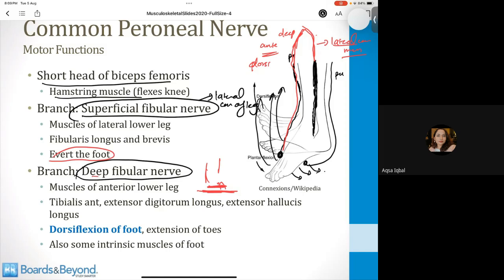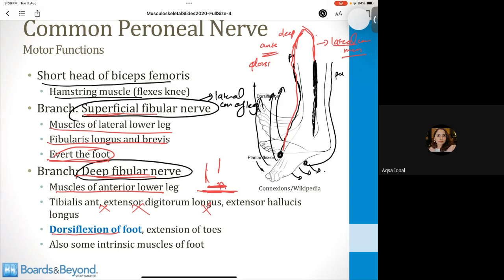So we have the deep fibular branch and the superficial. Superficial is going to supply the lateral compartment, and it's going to lead to eversion. You don't have to memorize the names of these muscles, only know the lateral compartment. Deep is going to supply the anterior compartment. Just don't remember these names, which is going to lead to dorsiflexion, right?